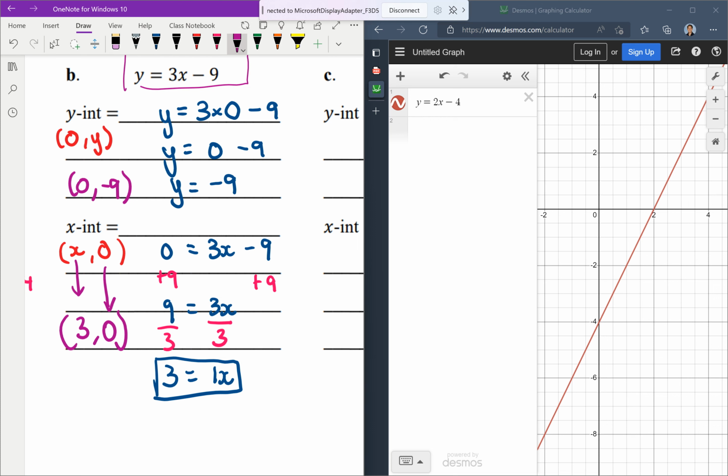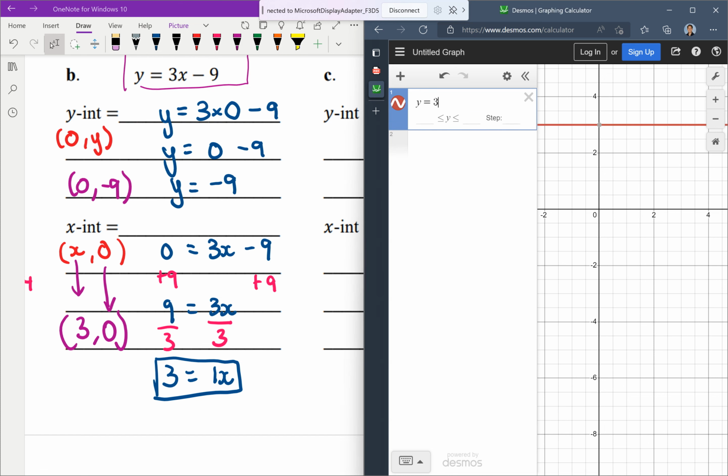So let's see if this is true. Apparently our 2 points should be y-intercept is 0, -9. X-intercept should be 3, 0. Let's see if it's true. I'm going to go to my Desmos. Here we go. I'm going to edit this equation. We've got 3x minus 9. Let's see if this is correct.